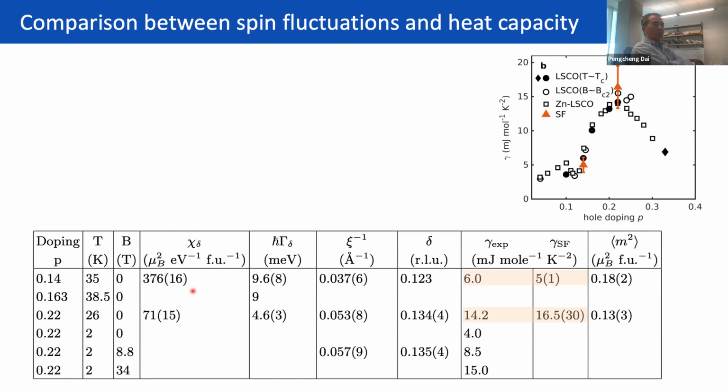Okay, thank you. Yeah, Subir. Yeah, a related question. I think you showed some data earlier. Could you remind me what happens to the spin spectral weight at one half as a function of doping?